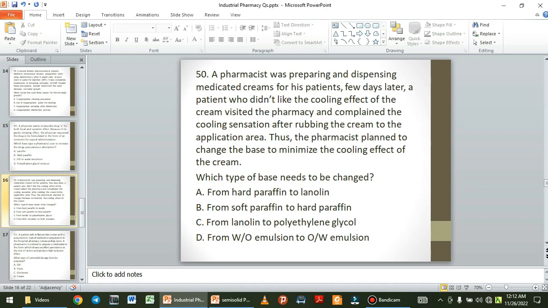In application to the area. So the pharmacist plans to change the base.